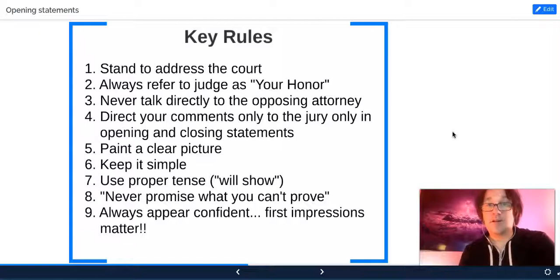Always appear confident, even if you're not confident, and it's going to be a little strange, right? This is the first time, I'm assuming, that all of you are doing this, but do your best. You'll have notes there to help you along. So fake it till you make it, right? Just the appearance of confidence can go a long way.